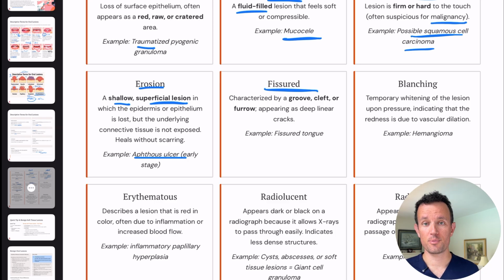Expected on the board exam. They show you a picture of a tongue with a crack. What word best describes the center of the tongue? Fissured, erythematous, hyperplasia, hypoplasia. They want you to know fissured. It's got a crack in it.